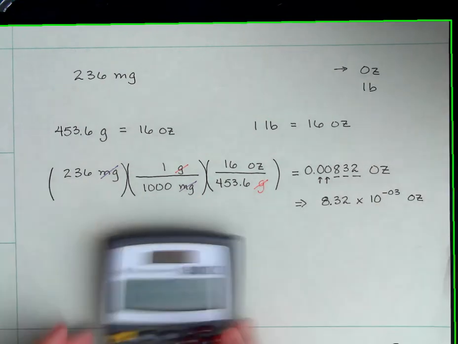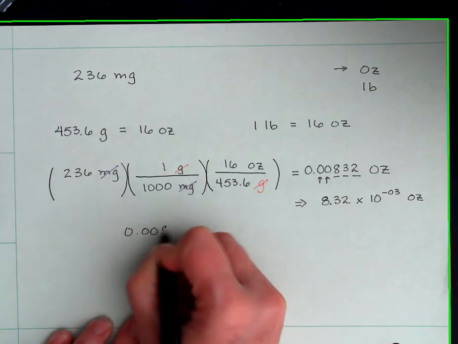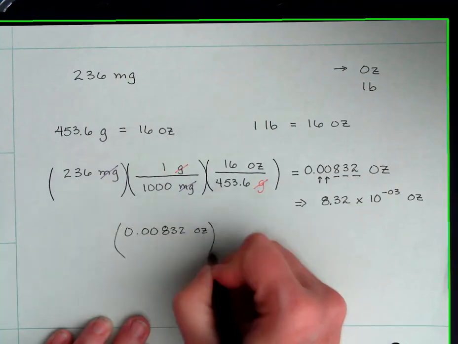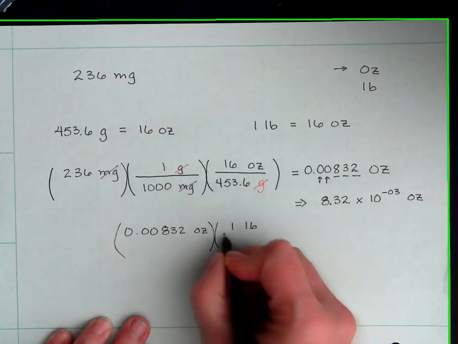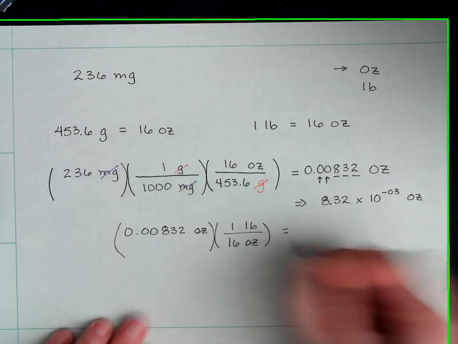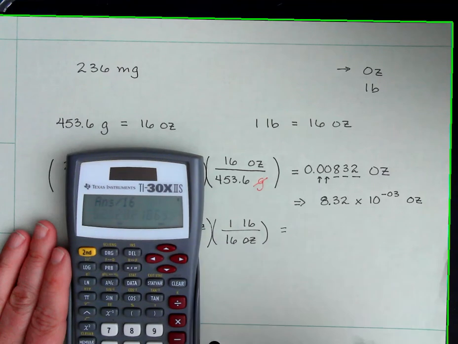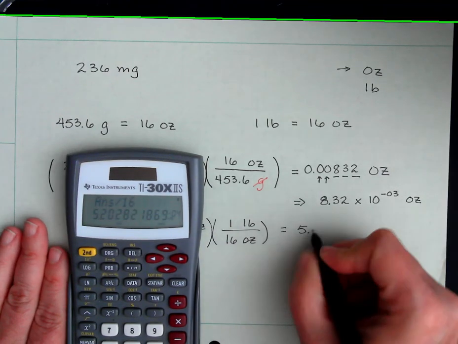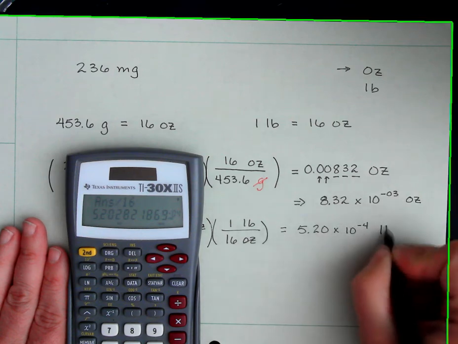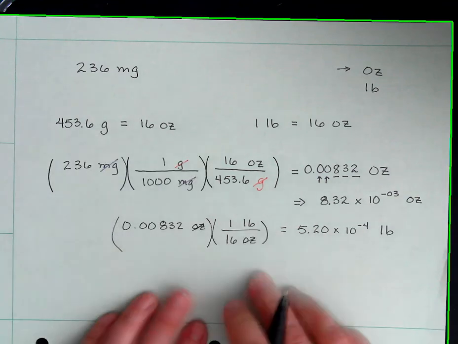Well, I also want to convert it to pounds, so I'm going to stick with this. I'm going to get my 0.00832 ounces, and I want that in pounds, and 1 pound is equal to 16 ounces. My ounces cancel, and I end up taking this and dividing that by 16. If I leave it in scientific notation, it's 5.20 times 10 to the minus 4 pounds, so that you can actually get those values.